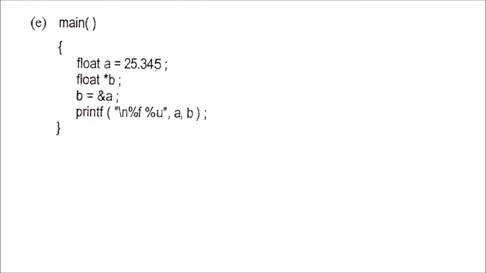A is 25.345. B is pointed to this float. B is taking the address of A. So B is %U, A is %F. So this is all fine, no error.